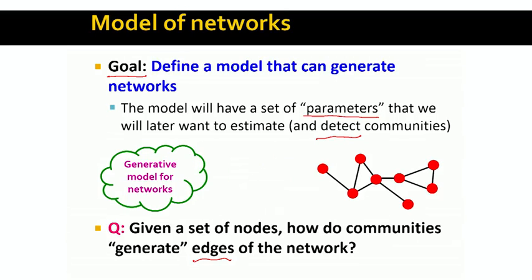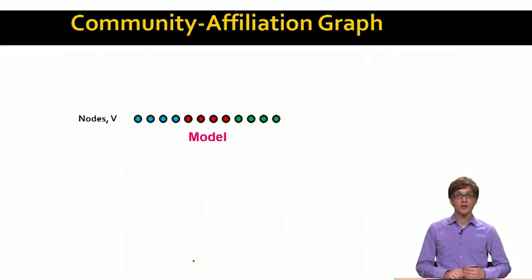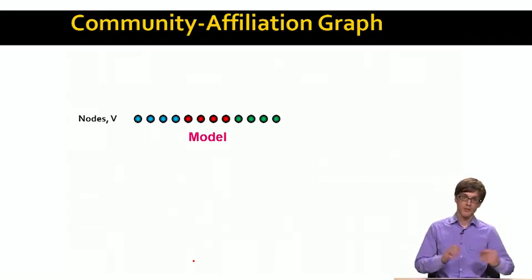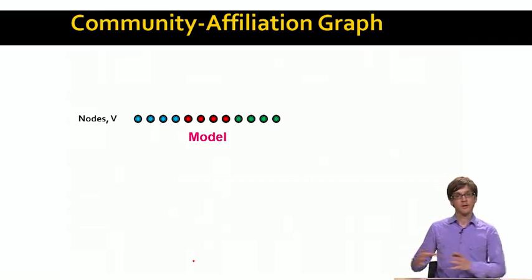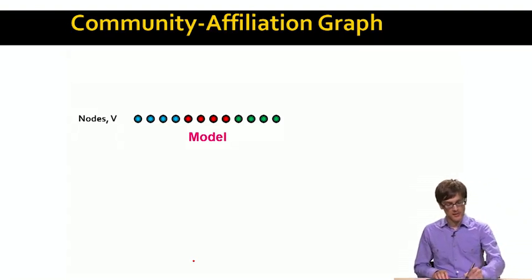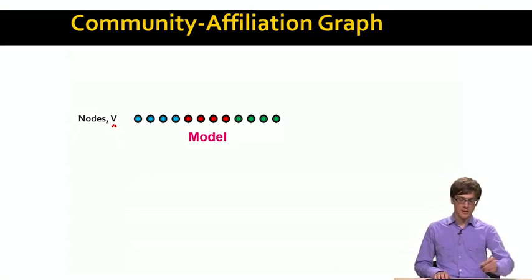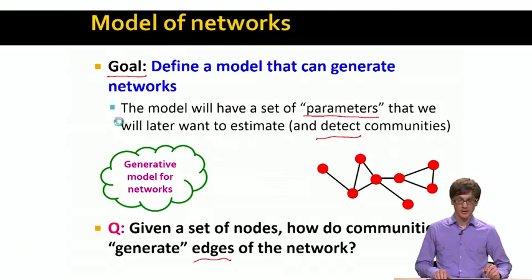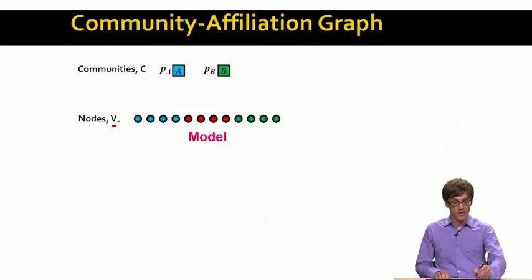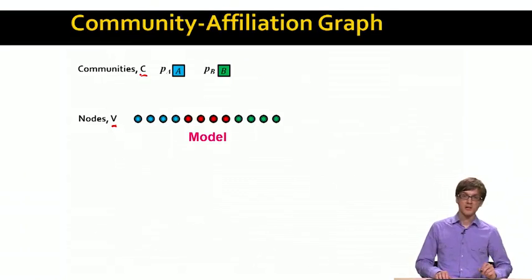The model we will be talking about is called the community affiliation graph model. The way this works is the following. Our goal is to define the model that will generate a network. The model is specified as follows. We have a set of nodes V. These are the nodes of my underlying social network. And then I have another set of nodes that I will call communities. I call this set C.